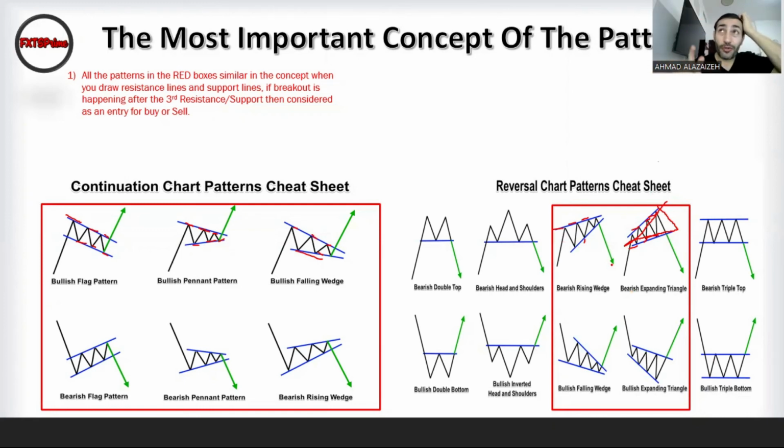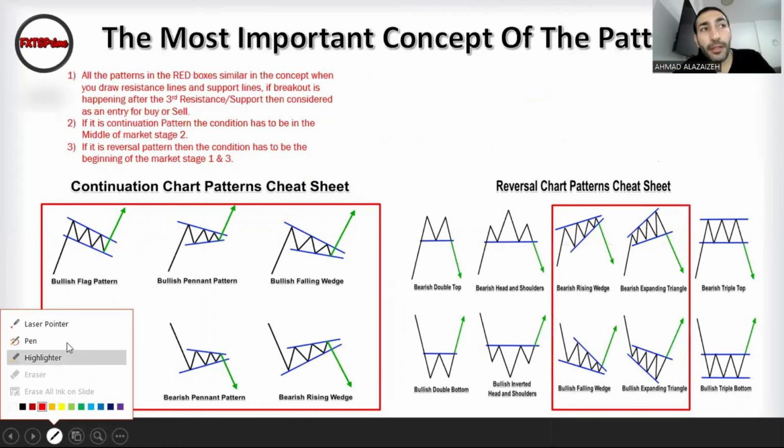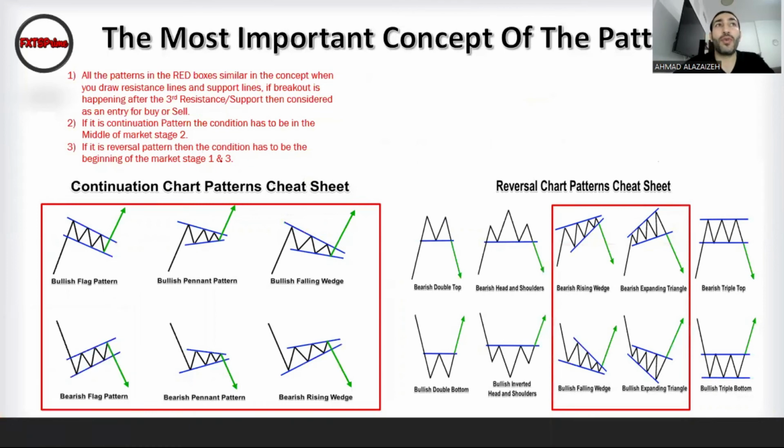If you did not see the video of the market stages, it is very important. You go back and watch it. So second thing, they are coming from major support, major resistance, and they are causing 3 resistance, 3 support after overbought or oversold. If it's a continuation pattern, the condition has to be in the middle of market stage 2. If it's a reversal pattern, then the condition will be in the location of market stage 1 and 3.